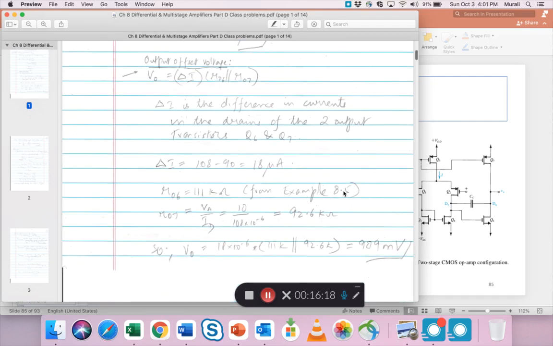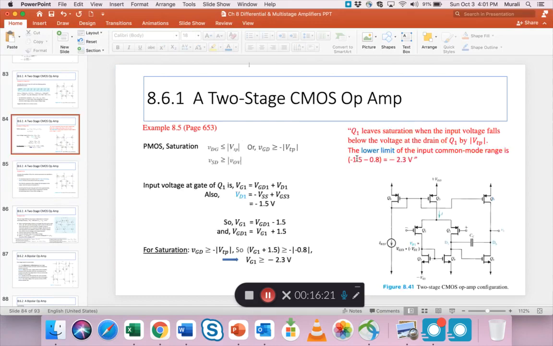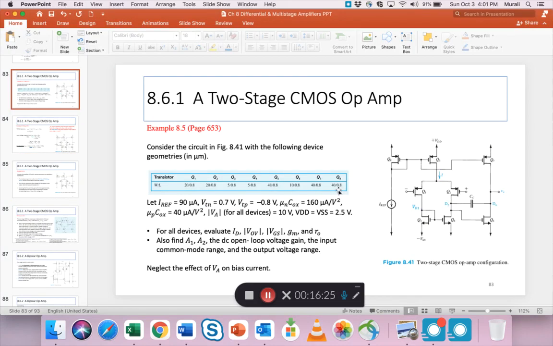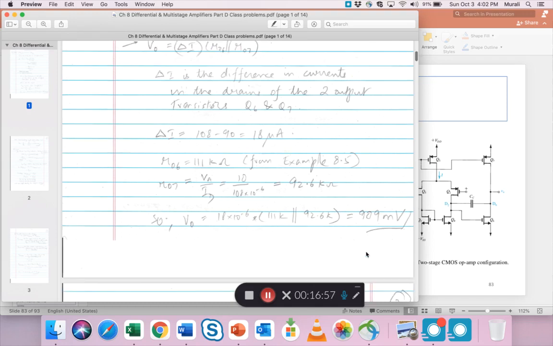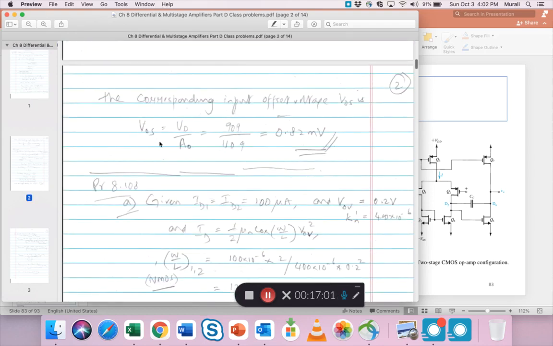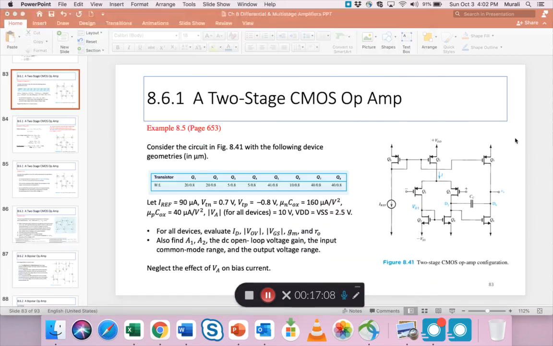RO6 from the previous example we calculated as 8.5. Somewhere here in the table, RO6 for Q7 is 111. I just checked. So that's 111. RO7 you can calculate as VA by ID, which is 92.6. It was previously 111, now it is dropped to 92.6. So the output offset voltage is this delta current times this resistance, that is 909 millivolts. So once you have the output and you know the gain, you can find the corresponding input as the output by gain, and that's 0.82 millivolts. Okay.